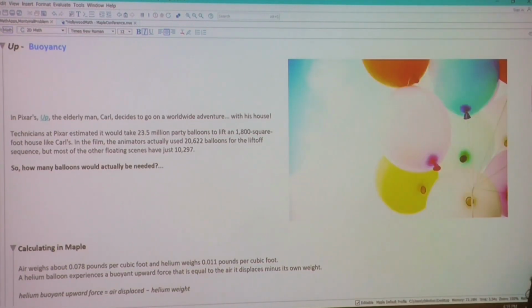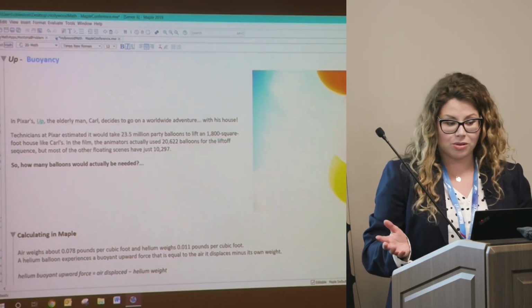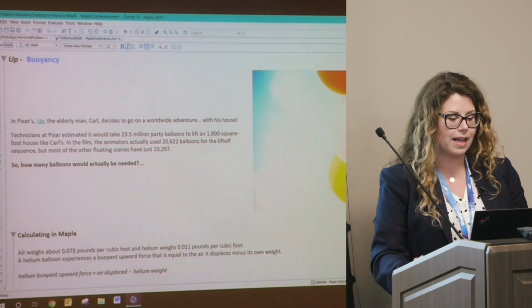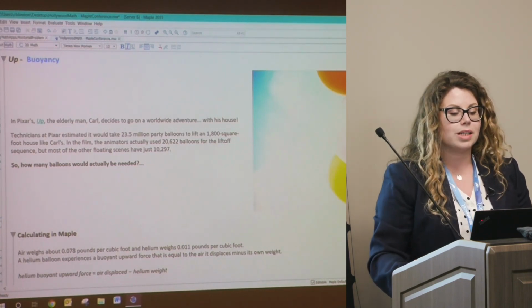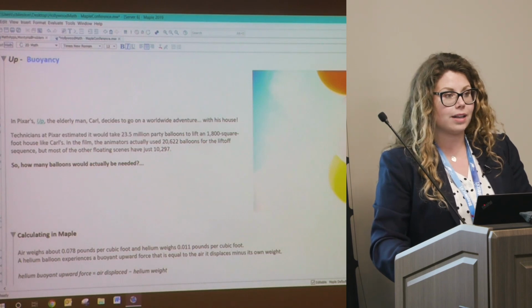To get started, one of my favorite movies, many of you may be familiar with, Up. The main character, Carl, decides to go on a worldwide adventure with his house. Technicians at Pixar estimated that it would take 23.5 million party balloons to lift a 1,800 square foot house like Carl's.